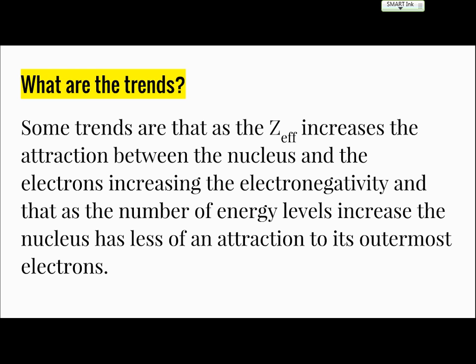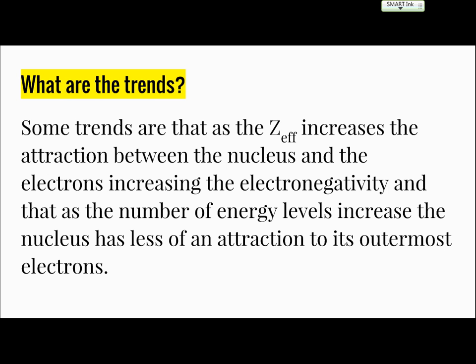Okay. Some traits are that as the number of protons increases, the attraction between the nucleus and electron increases, increasing the electron affinity, and as the number of energy levels increases, the nucleus has less attraction to its outermost electron. Yeah, that's everything. Literally every trend exists because of those two factors, the energy levels and the electron shell. So that's not new to us. Everybody should be aware of which trend is which.